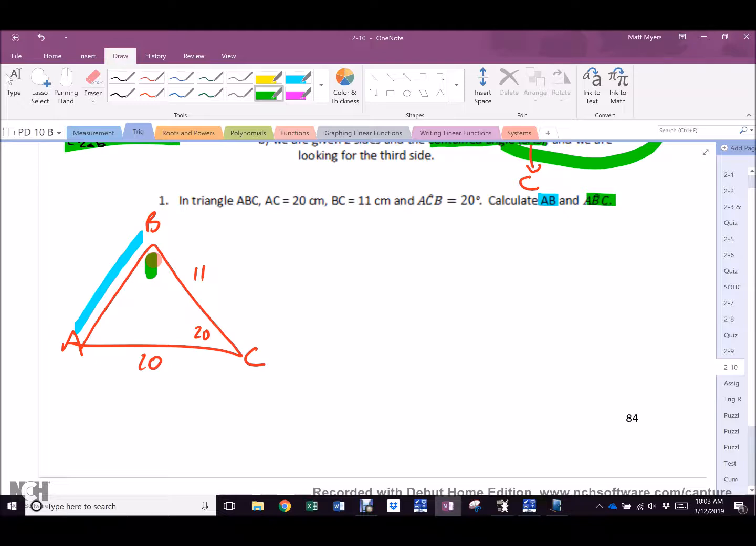All right. So we are going to cosine law this scene. If we are going to cosine law this scene, this is little c, isn't it? So let's cosine law it up. c squared equals what? a squared plus b squared minus 2ab cos C. Fill it in. What's a?